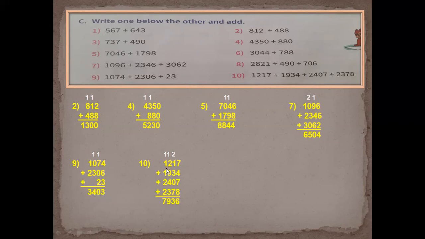Next, 10th one, 1217 plus 1934 plus 2407 plus 2378. That is equals to 7936. This is up to exercise 2.2.